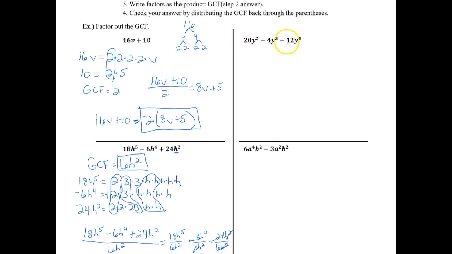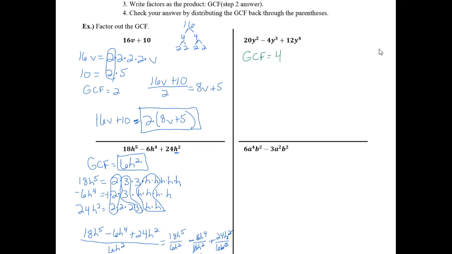Alright, now we're looking at this example here on the right. I'm going to start by identifying the GCF. So I look at the coefficients. I ask what number divides evenly into all three terms. And that would be 4, right? 4 divides into 20, into 4, and into 12. Sometimes it helps if you look at the smallest coefficient and then decide the factors from there.